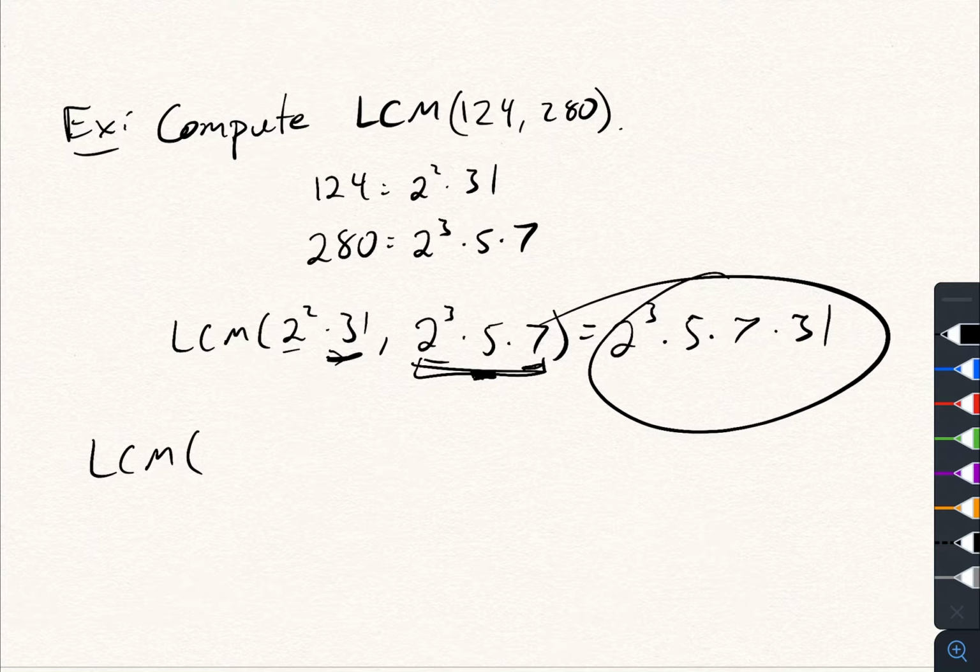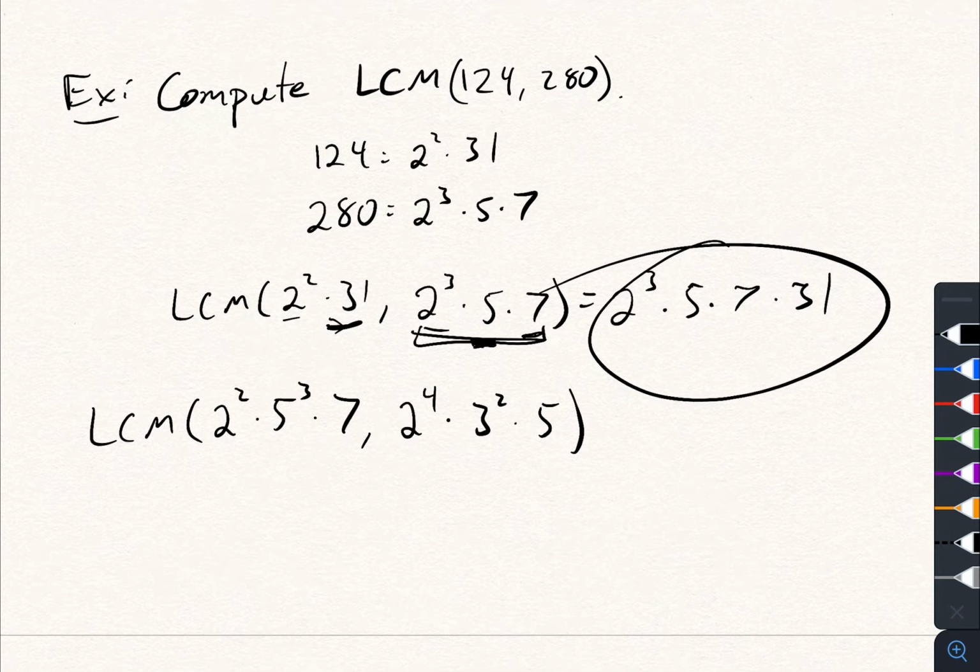Let me do another similar example. Let's say the prime factorizations were 2 squared times 5 cubed times 7, and let's say 2 to the fourth times 3 squared times 5, just like that. Okay, what would the least common multiple here be? So I recommend pausing the video and seeing if you know how to answer this. We'll give you a couple seconds to pause and then I'll discuss.